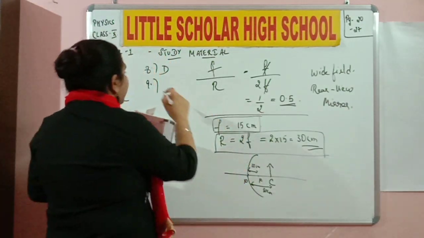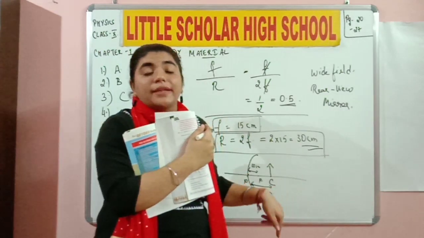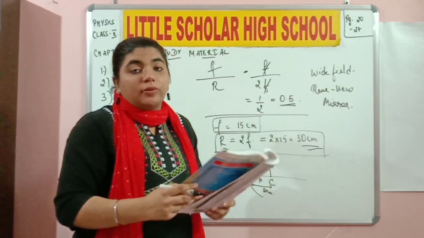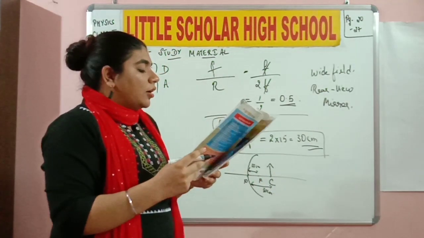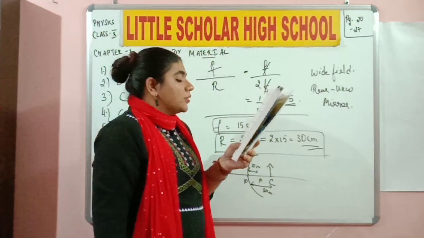Ninth one is A. If I place the object at the center of curvature, the resultant image is going to be real, inverted and same size. Please learn the table on page number 17. Now, 10th one. Page number 21, 10th question, class.